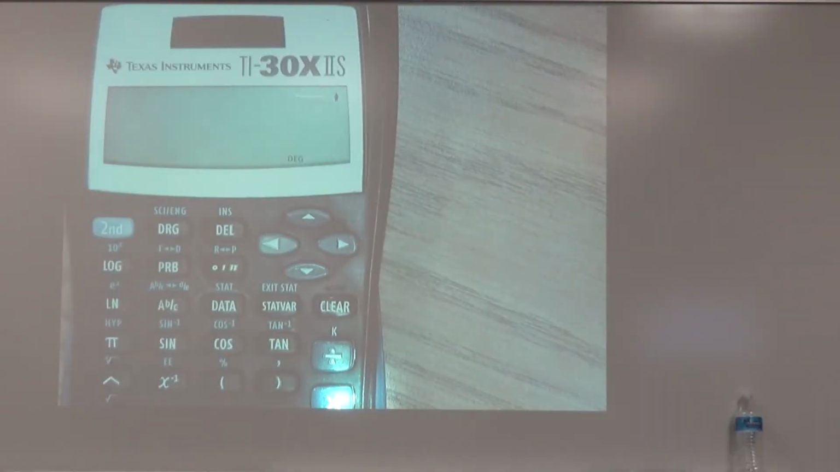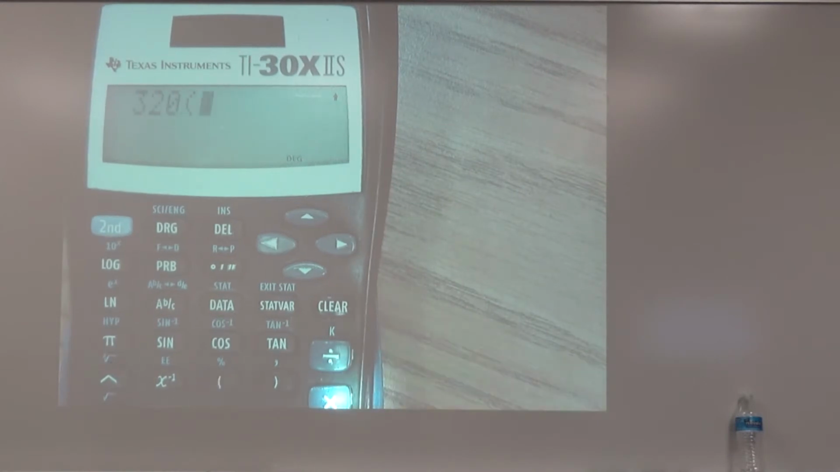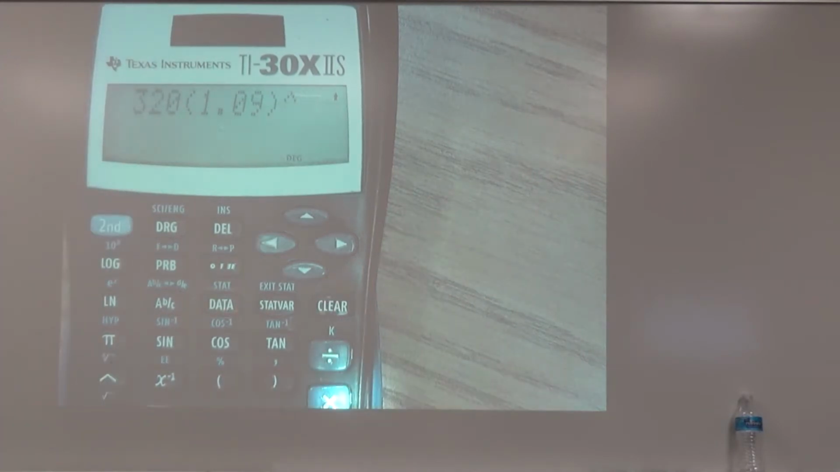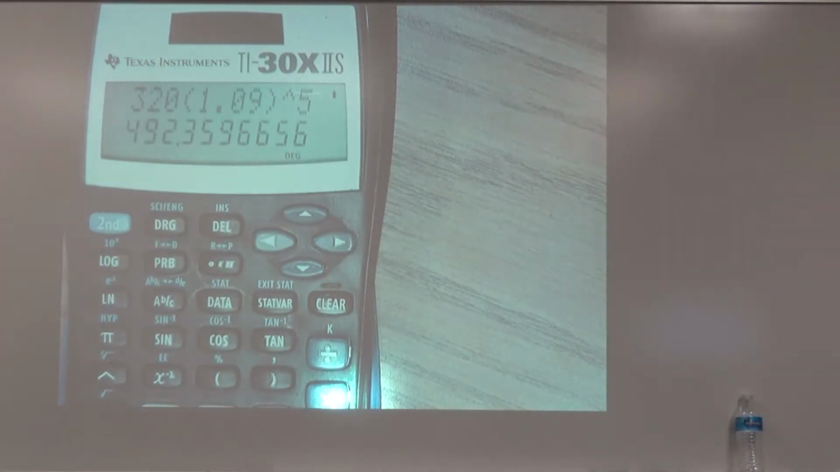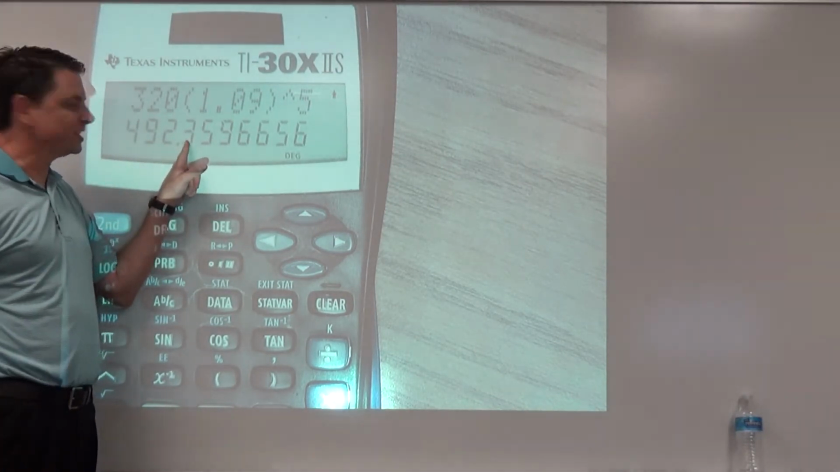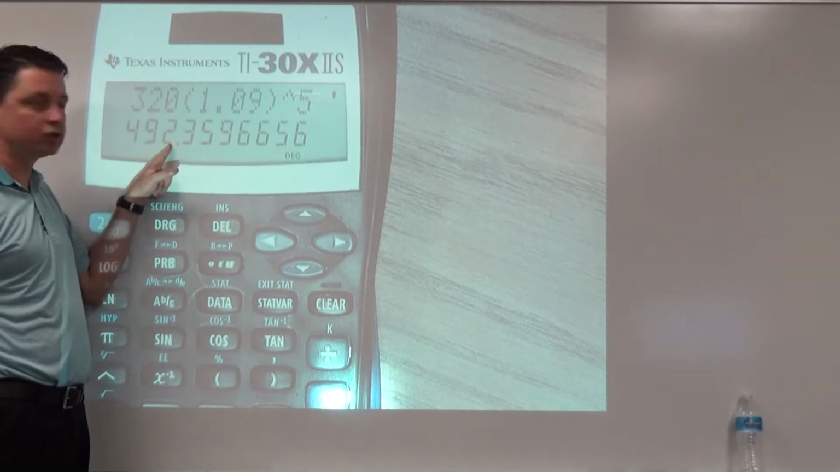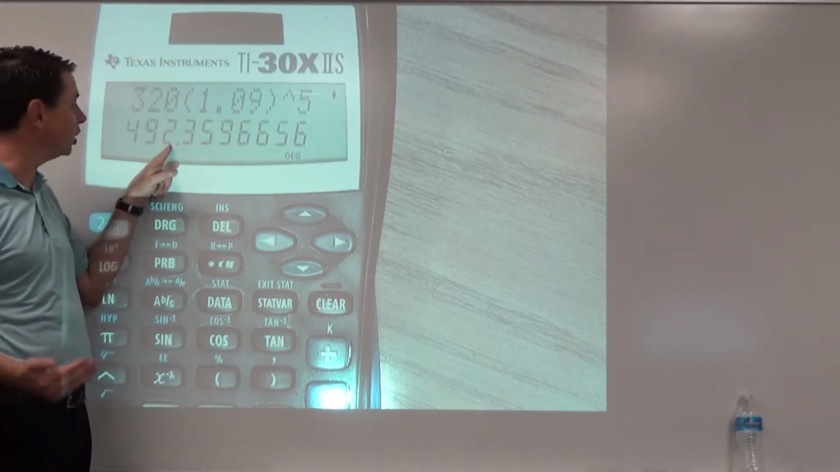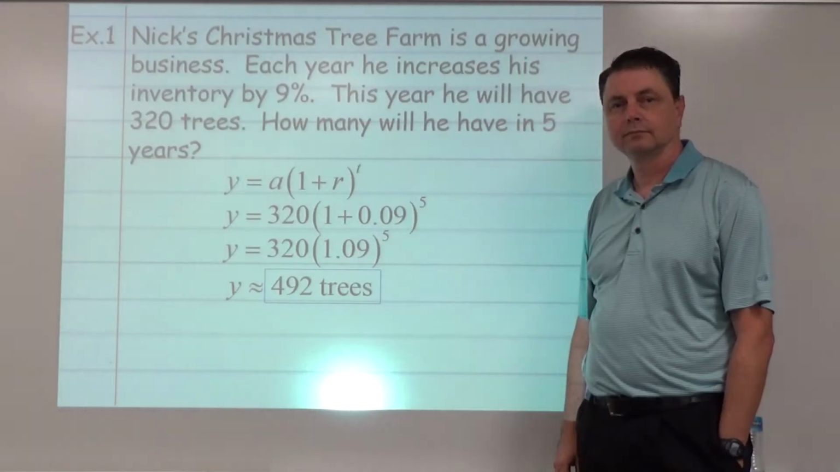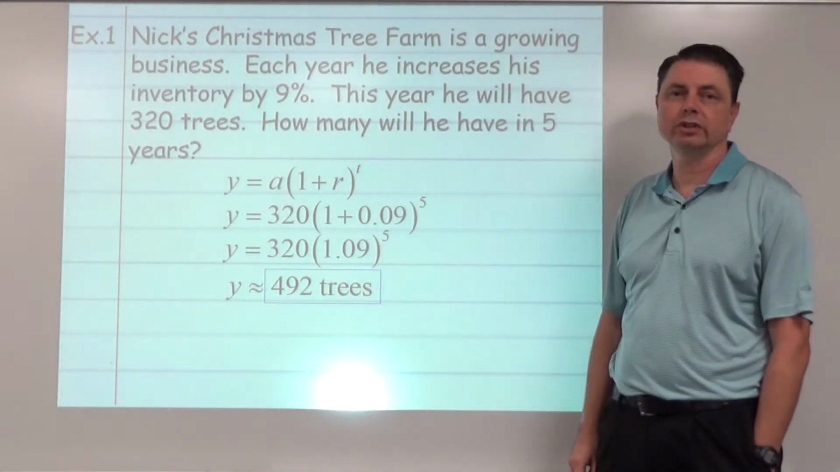So I'm going to type it in exactly as we saw it, as we'd simplified it. 320 parentheses 1.09 close parentheses raised to the power, the up caret, 5 equals. 492. We would look after the decimal. It's not 5 or higher, so we're going to keep the 2 as is as far as our rounding goes and say 492 Christmas trees. 492 trees.